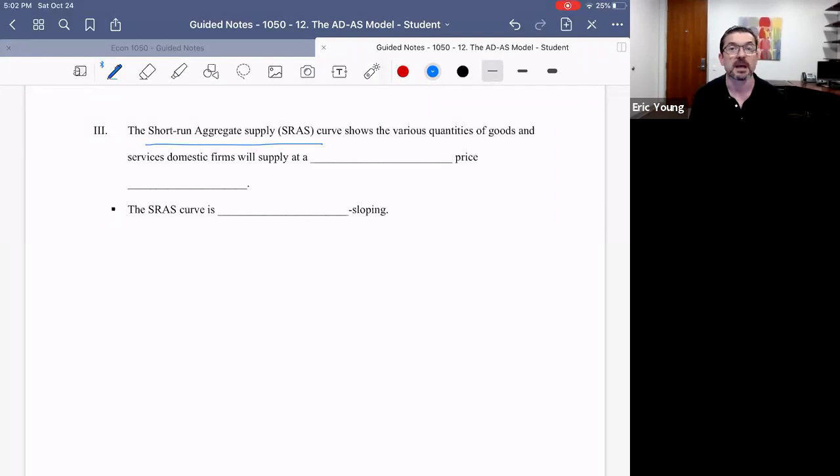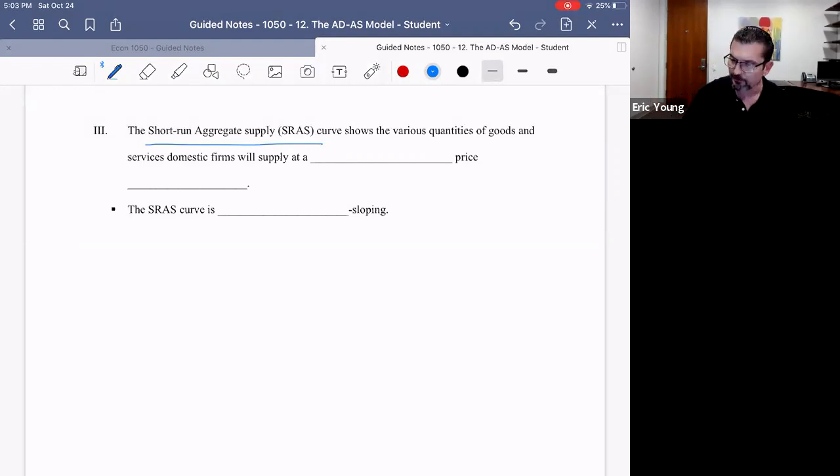Okay, and let's remember that when it comes to the AS side of the ADAS model, we have to distinguish between short run and long run, with that primary difference, that key determinant, being the idea of sticky prices, the idea that in the short run, prices don't fully adjust, whereas in the long run, they do.